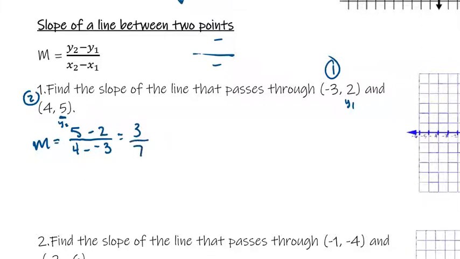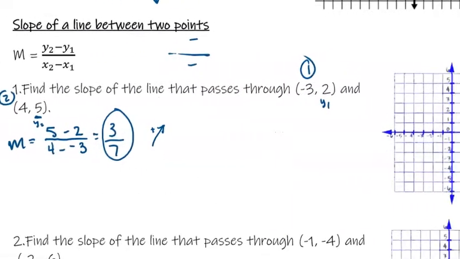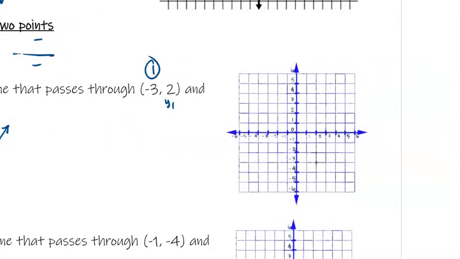So this has a slope of 3/7. It's positive, so it's going to go up from left to right. So keep that in mind when you go over to your drawing and plot these. So here's what we do. We put the point negative 3, 2 on here. So I go to x equals negative 3 and up to 2 and put a dot.